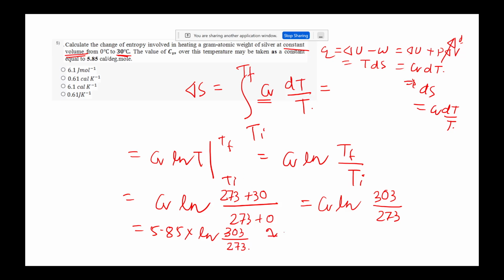So this comes 0.609, but the unit will be calorie per degree per mole, so this will be calorie Kelvin inverse, right? T is in the denominator, so there will be Kelvin inverse. So this will be the correct option.